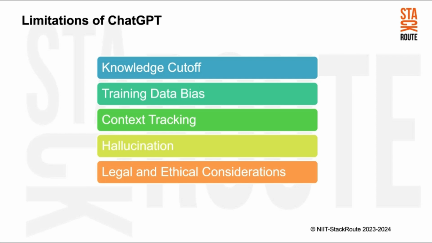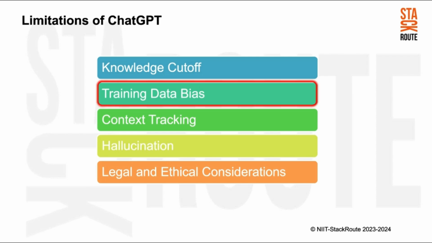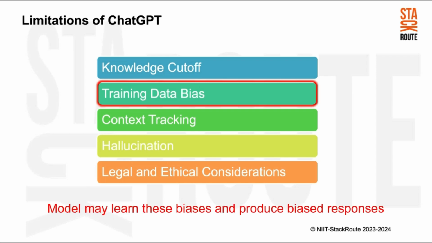Another limitation is the potential bias in the training data. ChatGPT was trained on a massive text dataset from a variety of sources, including books, articles, and websites, but this data could contain biases. The model may learn these biases and produce biased responses.